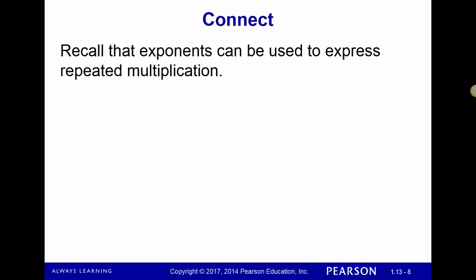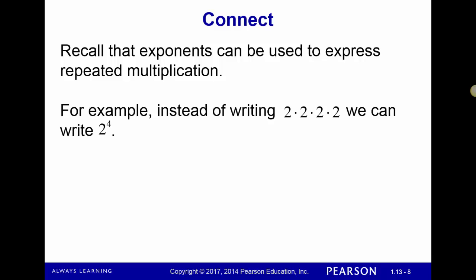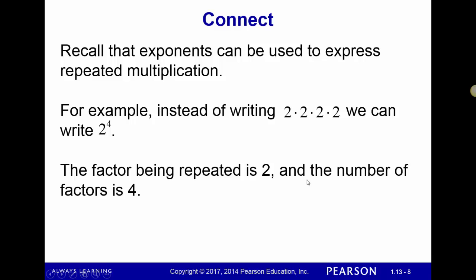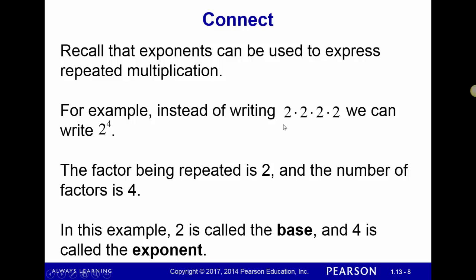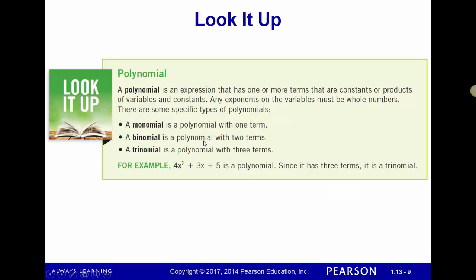Recall that exponents can be used to express repeated multiplication. So for instance, instead of writing 2 times 2 times 2 times 2, we can write 2 to the 4th. The factor that's being repeated is 2, and the number of factors is 4. In this particular example, we call 2 the base, and 4 is the exponent.